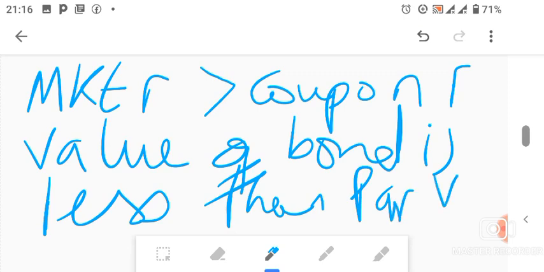So these are just some tricks to know, so that when you're computing your figures and you find you've gotten a certain answer, you can be sure it's correct, because this is what happens when the market rate given in the question is bigger than the coupon rate given in the same question. Most likely the value of the bond you compute will be less than the par value.